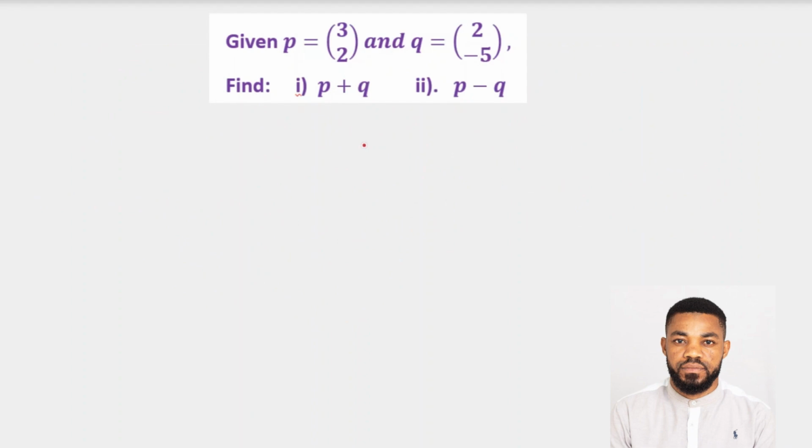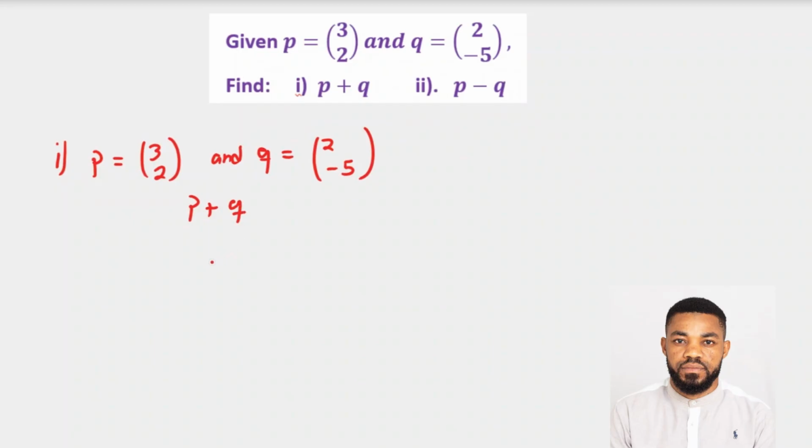So let's begin with our first question. Given the vector P with component 3 and 2, and vector Q with component 2, negative 5, we have to find P plus Q, and P minus Q. Let's begin. So the vector P has been given as 3, 2, and the vector Q has also been given as 2, negative 5. And we have to find the vector P plus Q.